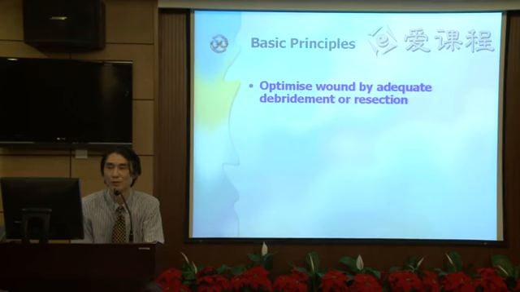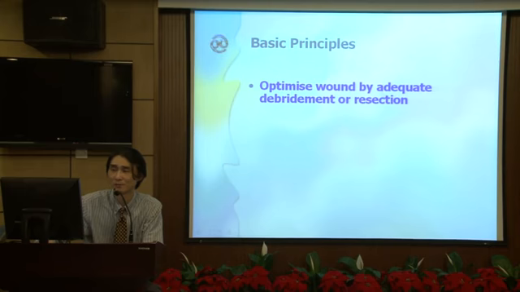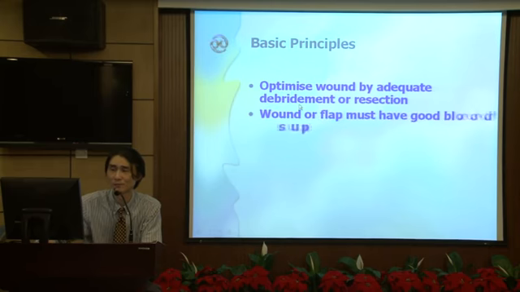Now, we introduce the basic principles of plastic surgery. The first principle is you should do a debridement or resection. But this debridement or resection must not be too big or too small. It should be adequate. The second is the wall of the flap must have good blood supply to support its healing.